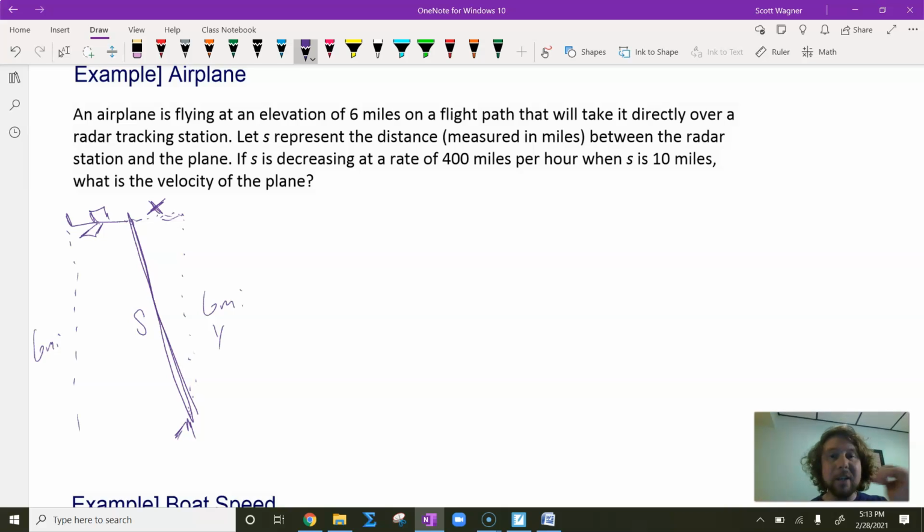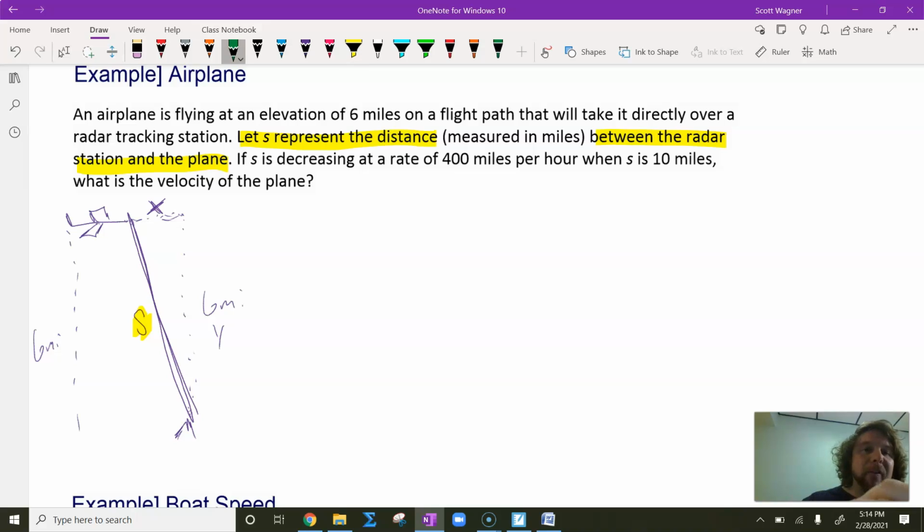I've got S, which is technically what S is. If you were a little confused by what S was, let S represent the distance between the radar station and the plane. All right, so that's what we got right there. And the reason that I say the plane is before the radar station, not on top of it, not after it, is it says it's on a path that it will go directly over it. Not there yet, but it's headed towards that. That's why I made the plane a little bit before we got to the radar station.